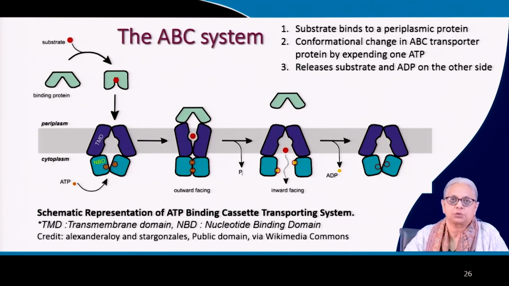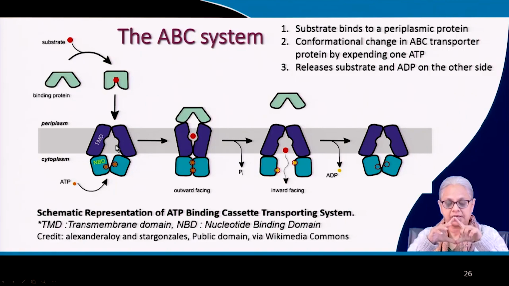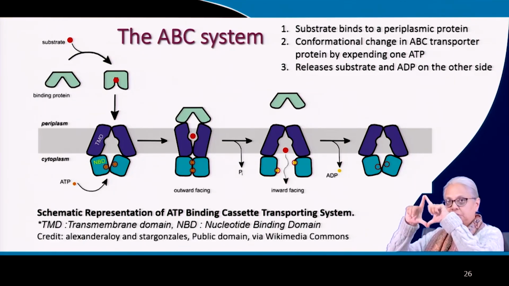And then we have the last one, which is the ABC system. Like I said, it's the ATP binding cassette, and what it does is you have a substrate in the periplasmic space that is going to be bound by a particular protein, which is also in the periplasmic space. And this substrate will be released to the transmembrane protein. There will be a conformational change. If you can see this, you have a conformational change.